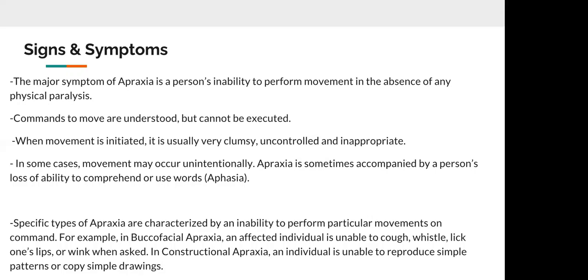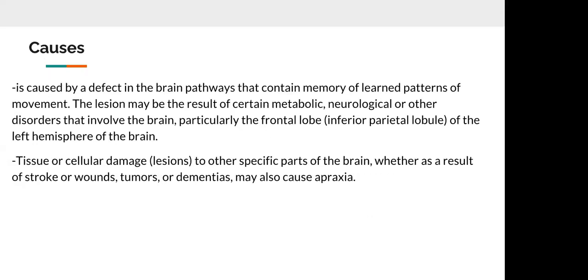Causes of apraxia. Apraxia is caused by a defect in the brain pathway that contains memory of learned patterns of movement. The lesion may be the result of certain metabolic or neurological disorders involving the brain, particularly the frontal lobe of the left hemisphere. Tissue or cellular damage to other specific parts of the brain, stroke, wounds or tumors can also cause apraxia.